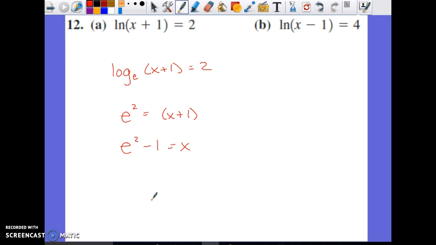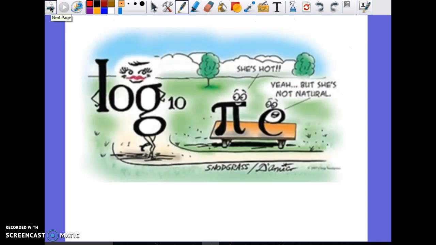Okay, try this one on your own. Log base e of x minus 1 equals 4. e to the 4 equals x minus 1. Just add the 1 this time. e to the 4 plus 1 equals x. Okay, you don't have to actually simplify, you can leave it. It's kind of like working with pi, because e is not like a set number. It goes on forever and ever.